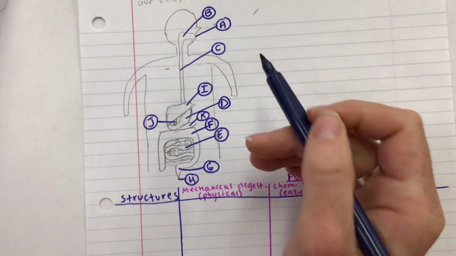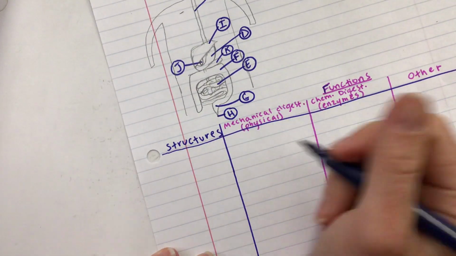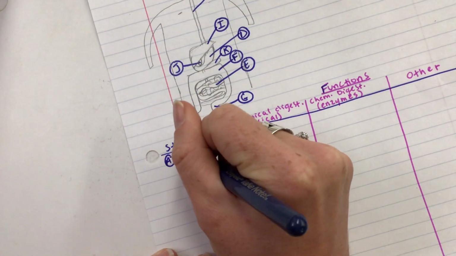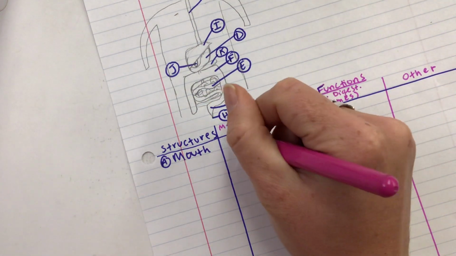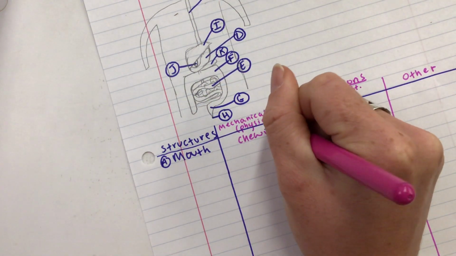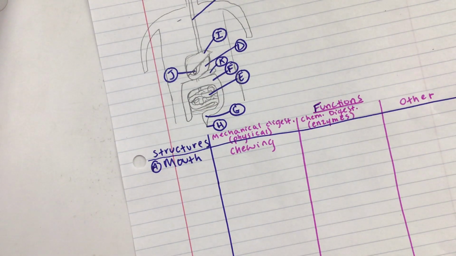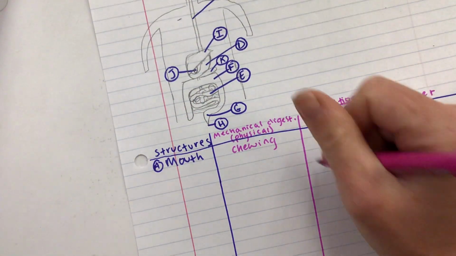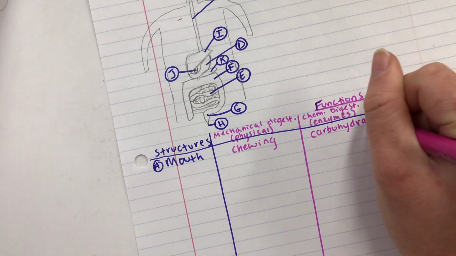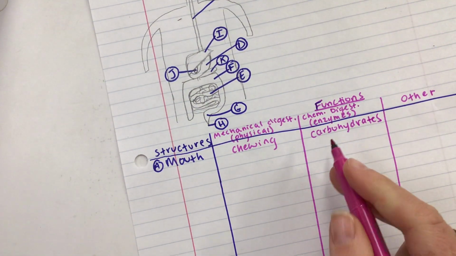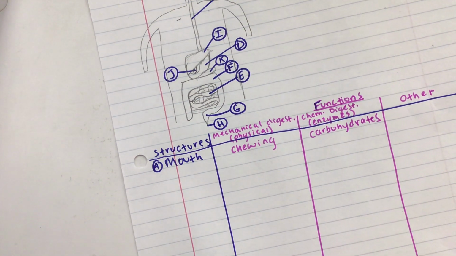We're going to look at the mouth first up here, letter A. We can label that here, A, mouth. Your mouth chews. That's the mechanical digestion, right? Your teeth are there and it chews and breaks apart that food mechanically. It also breaks apart your food chemically. We have some enzymes in our saliva that break down carbohydrates. So I'm just going to write that there, carbohydrates, showing that carbohydrates are broken down by enzymes here.